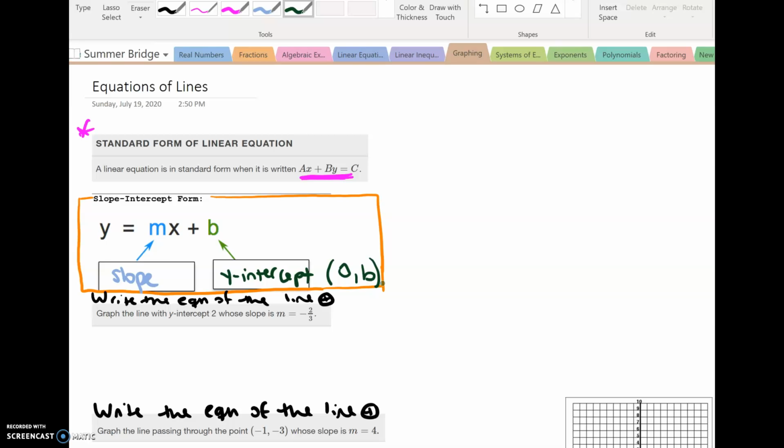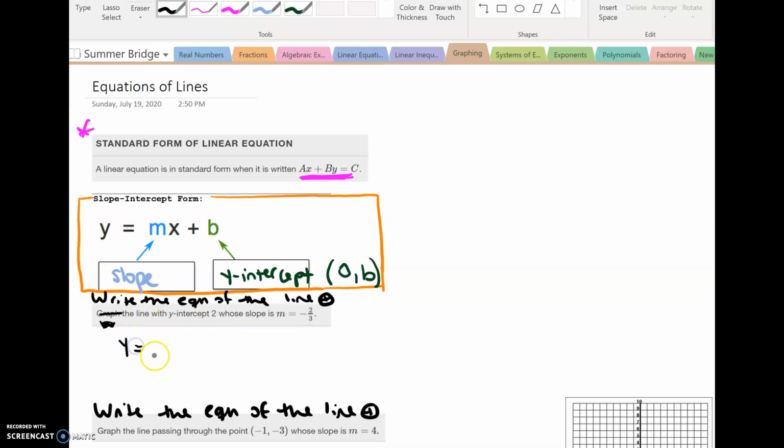So given that information, I'm going to write an equation of a line. So I'm going to be given a y-intercept and I'm going to be given a slope, and I'm going to come up with the equation of the line. So we're not going to graph it, we're just going to write the equation of the line. Okay, so we're going to practice doing it.